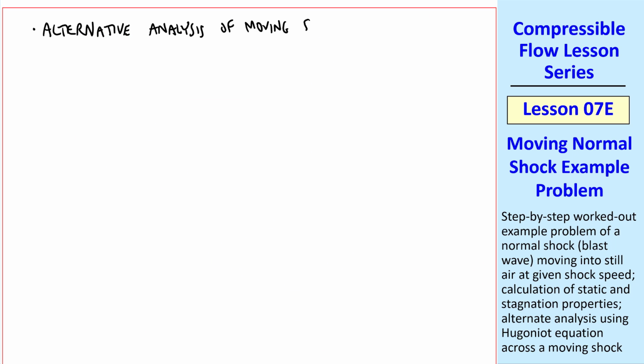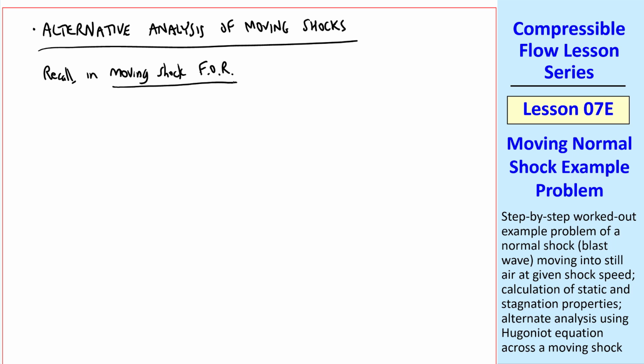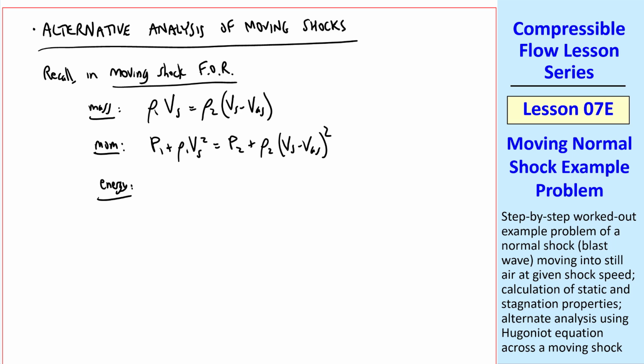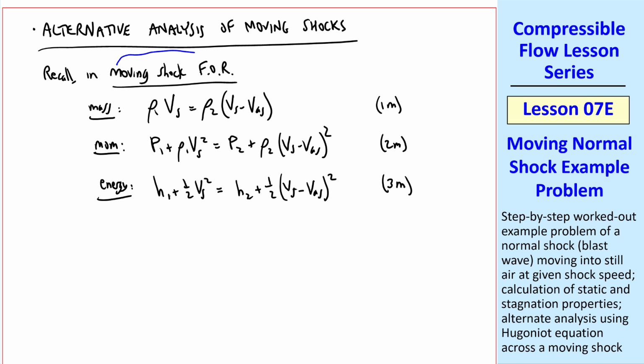Finally, I'll briefly discuss an alternative analysis of moving shocks. In the moving shock frame of reference, we recall these equations: conservation of mass, linear momentum, and conservation of energy, which we label 1m, 2m, and 3m, where the m stands for the moving shock frame of reference. These are the equations across a moving shock.